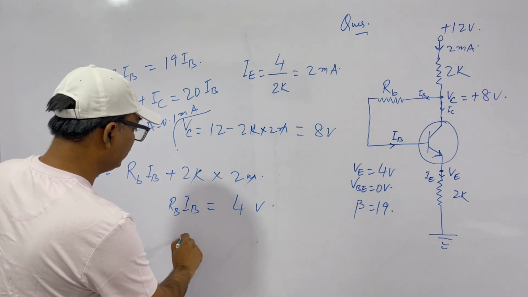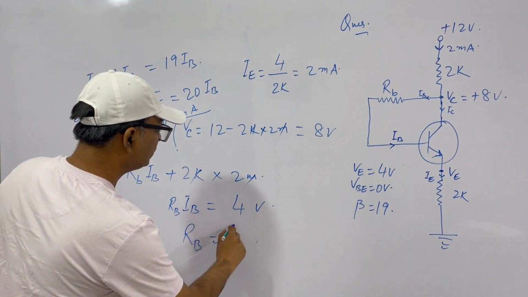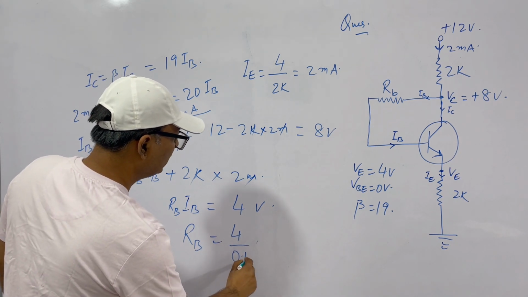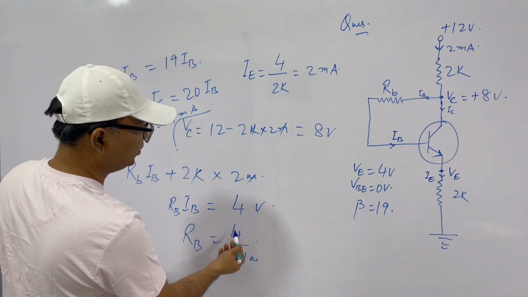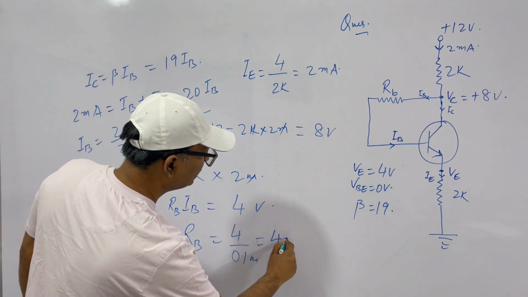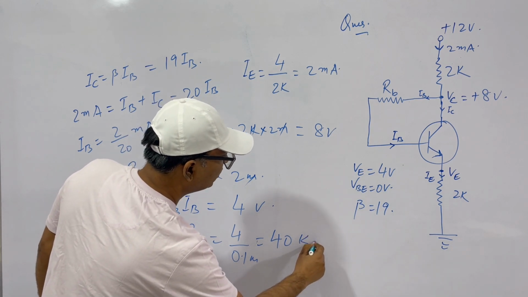Now we will put the value here. RB is equal to 4 by 0.1 milliamperes. 4 divided by 0.1 is 40, and milli becomes kilo. So 40 kilo ohms.